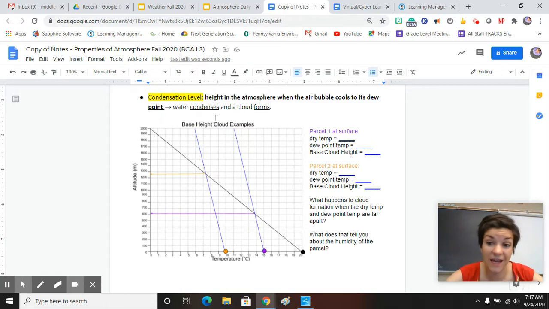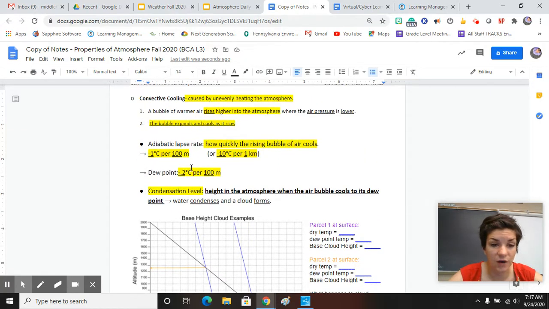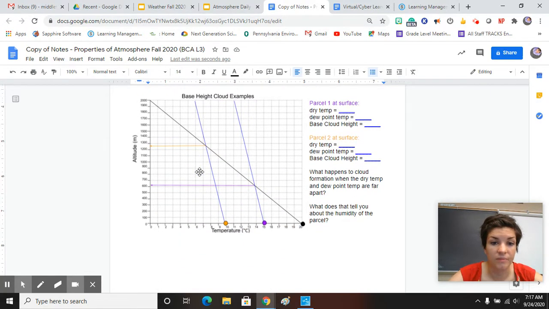So we can actually calculate, looking at an air parcel, how high it would have to go into the sky in order to form a cloud. The way we do this, we take those numbers that we just found. Let's say we have an air parcel, or a chunk of air, that at its dry temperature is 20 degrees Celsius.